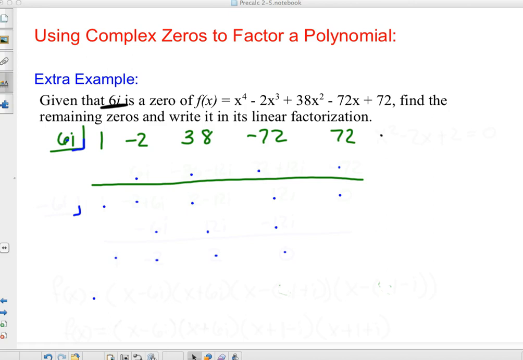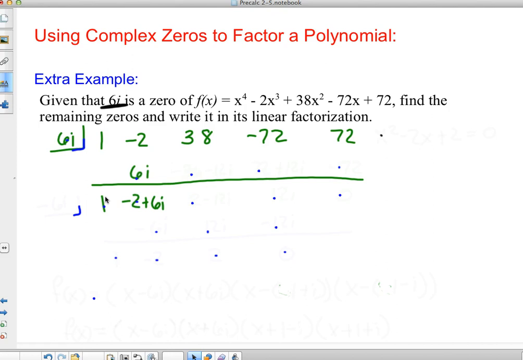Okay, so let's start talking about this. So I got 6i. I'm going to drop the 1, and I'm going to multiply 1 times 6i. So I'm going to add 6i to negative 2. Because they're different terms, I keep my 6i up here, and I get negative 2 plus 6i. Okay. Now, I multiply by 6i again.